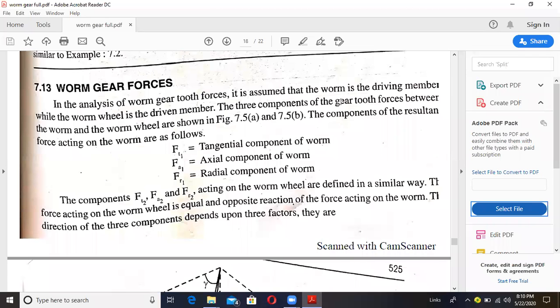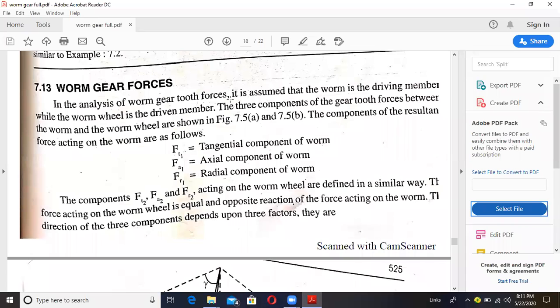So welcome to the next session. In this session, we will discuss what the forces acting on the worm are and how to calculate these forces acting on the worm gear. Now we will see. So there are two components.